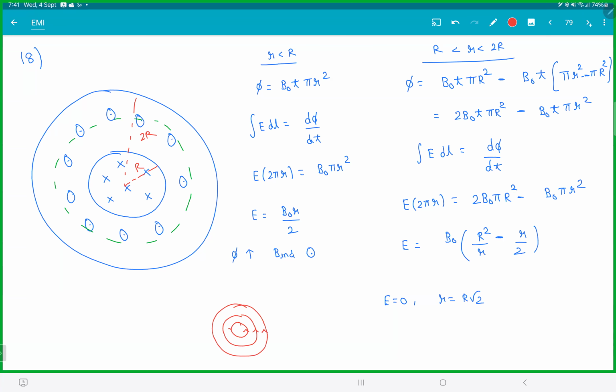They're going anti-clockwise. And exactly at R root 2, the field lines will flip. You getting it? The electric field direction changes. What is the meaning of negative sign? The E becomes negative. The direction will change. Is that clear, everyone? Question abhi tak hua nahi.